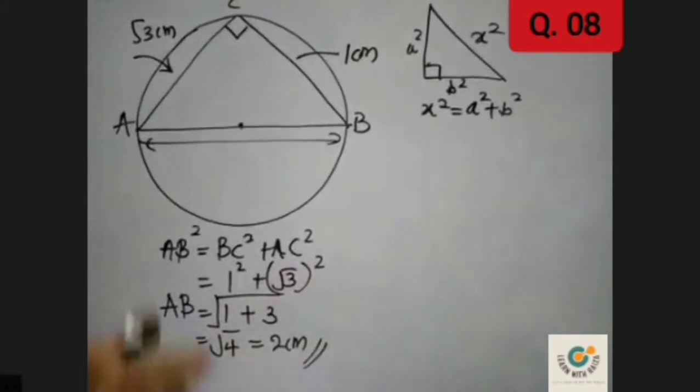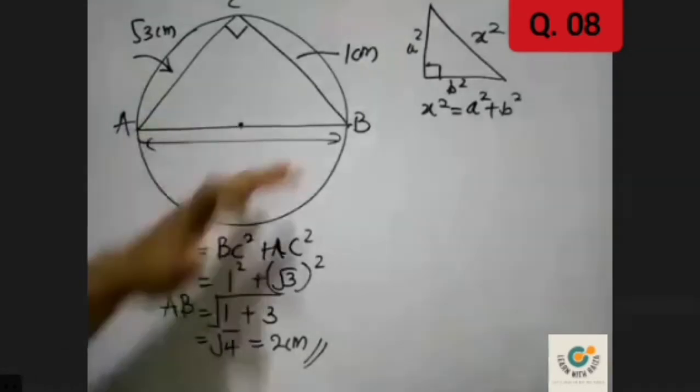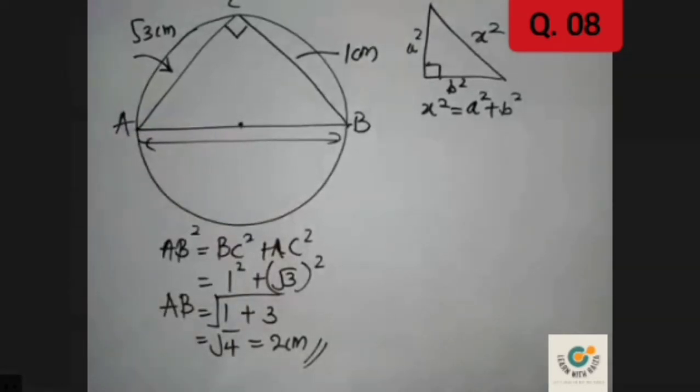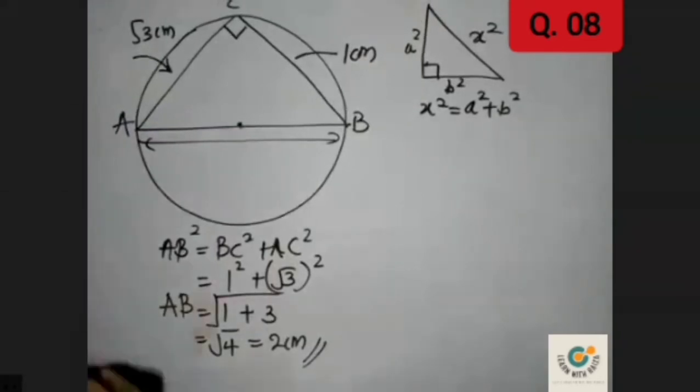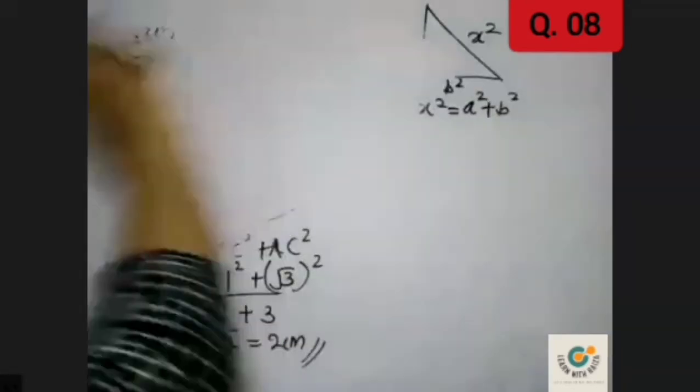So in this diagram, O is the center. AB is the hypotenuse. When you get a question like this, try to identify. Since this is a 90 degree angle, definitely you should remember the Pythagoras theorem. You should know how to apply it to find the unknown side of the triangle. Now let's move into the ninth question of today's video.